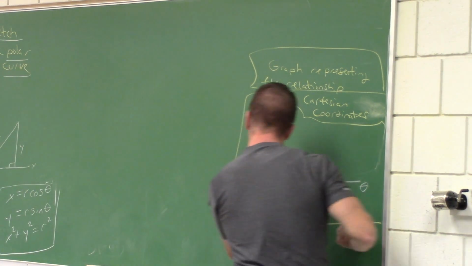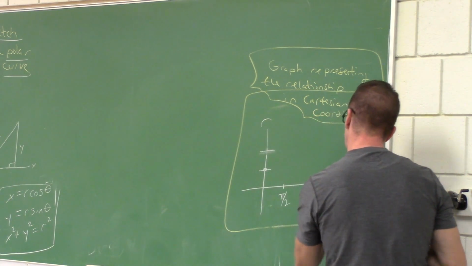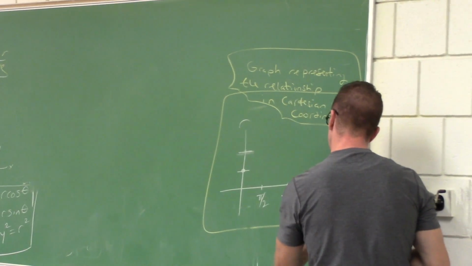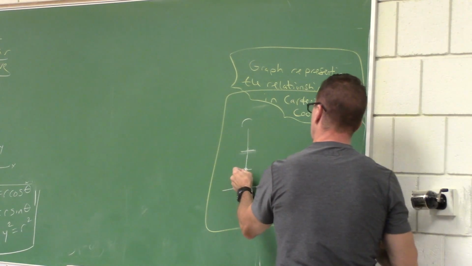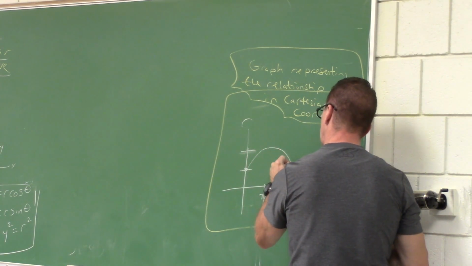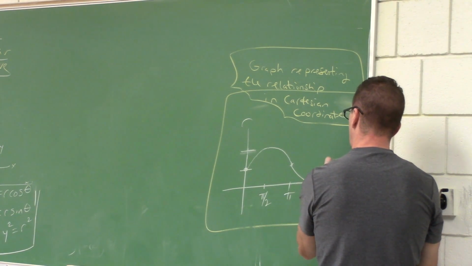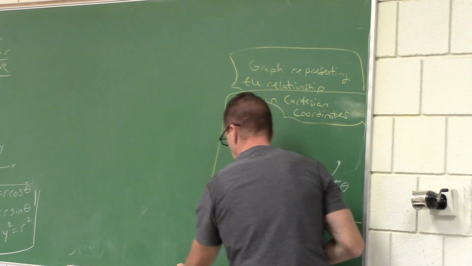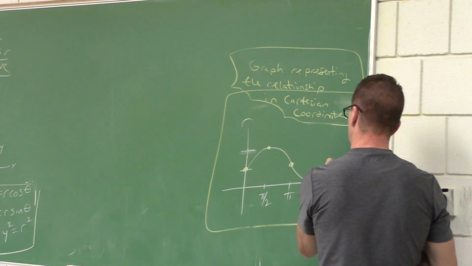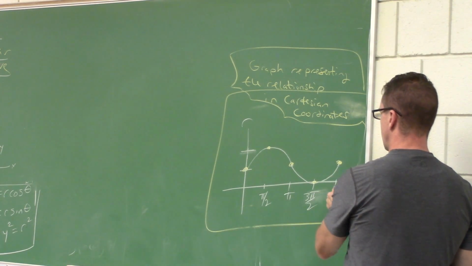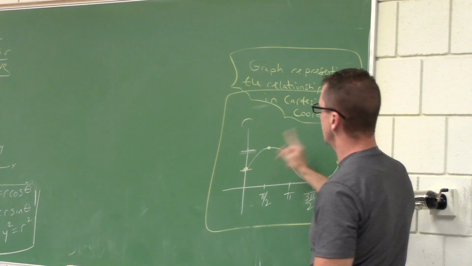Okay, I had a point here at 1. I used pi over 2, pi, 3 pi over 2, and 2 pi. I started here, I went up to here, I came back to here, down to here, and right there. So here are my key points on this curve, and I'll highlight in yellow. Here, here, here, here. This is theta, this is r. This is a graph representing the relationship in Cartesian coordinates between r and theta.